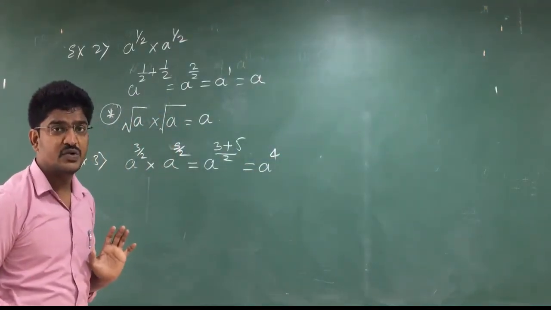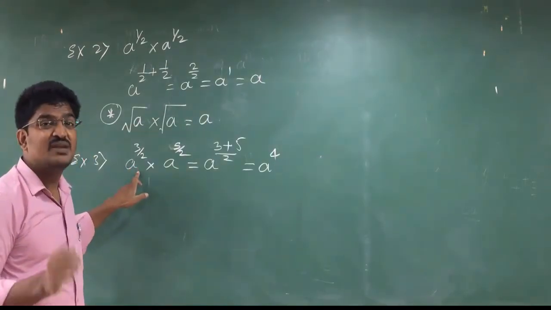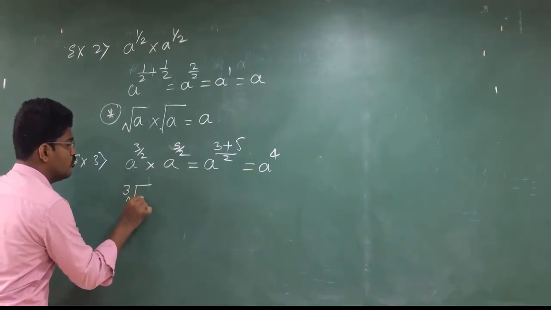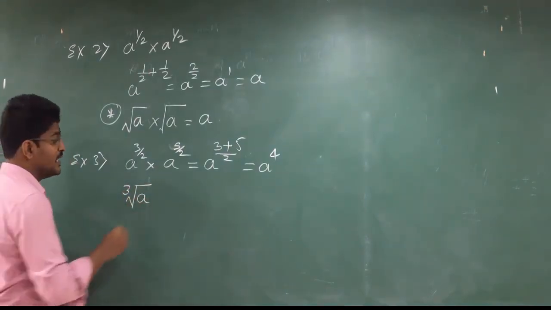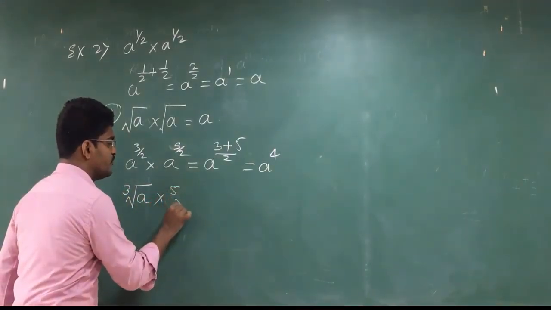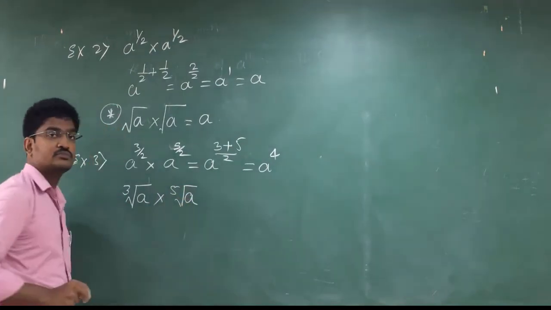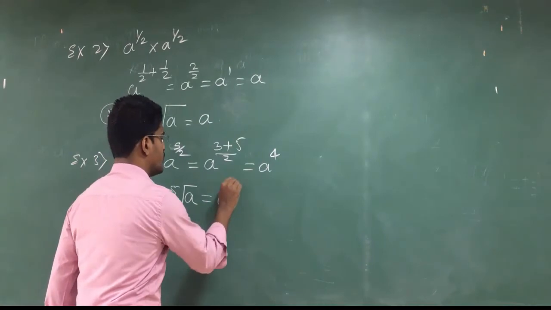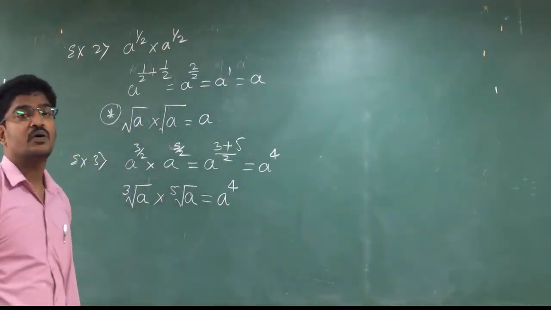Are you getting my point, students? So this can be written as what? See, this can be written as cube root of a. This can be written as fifth root of a. Clear? So now this will be equal to a to the power of 4. A to the power of 4.